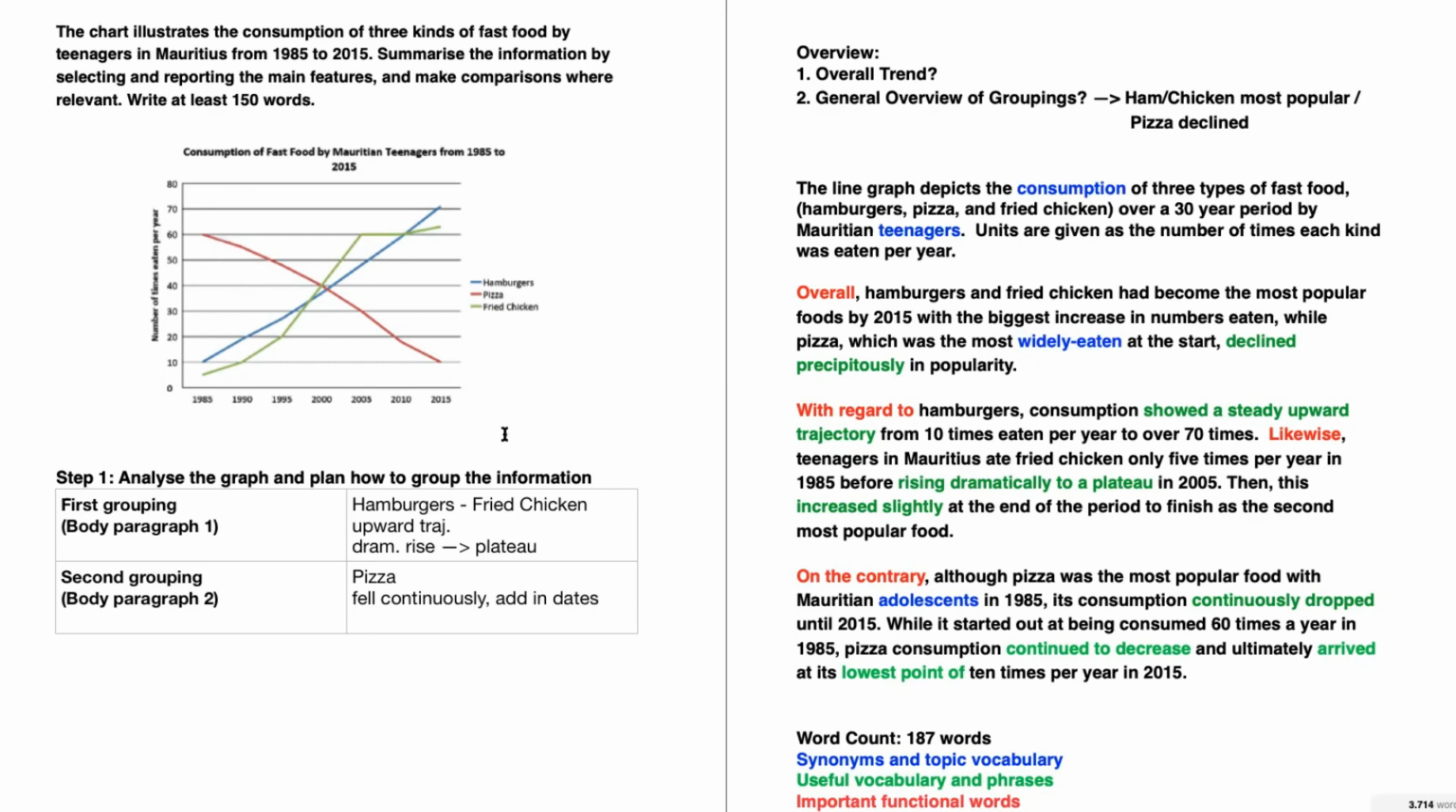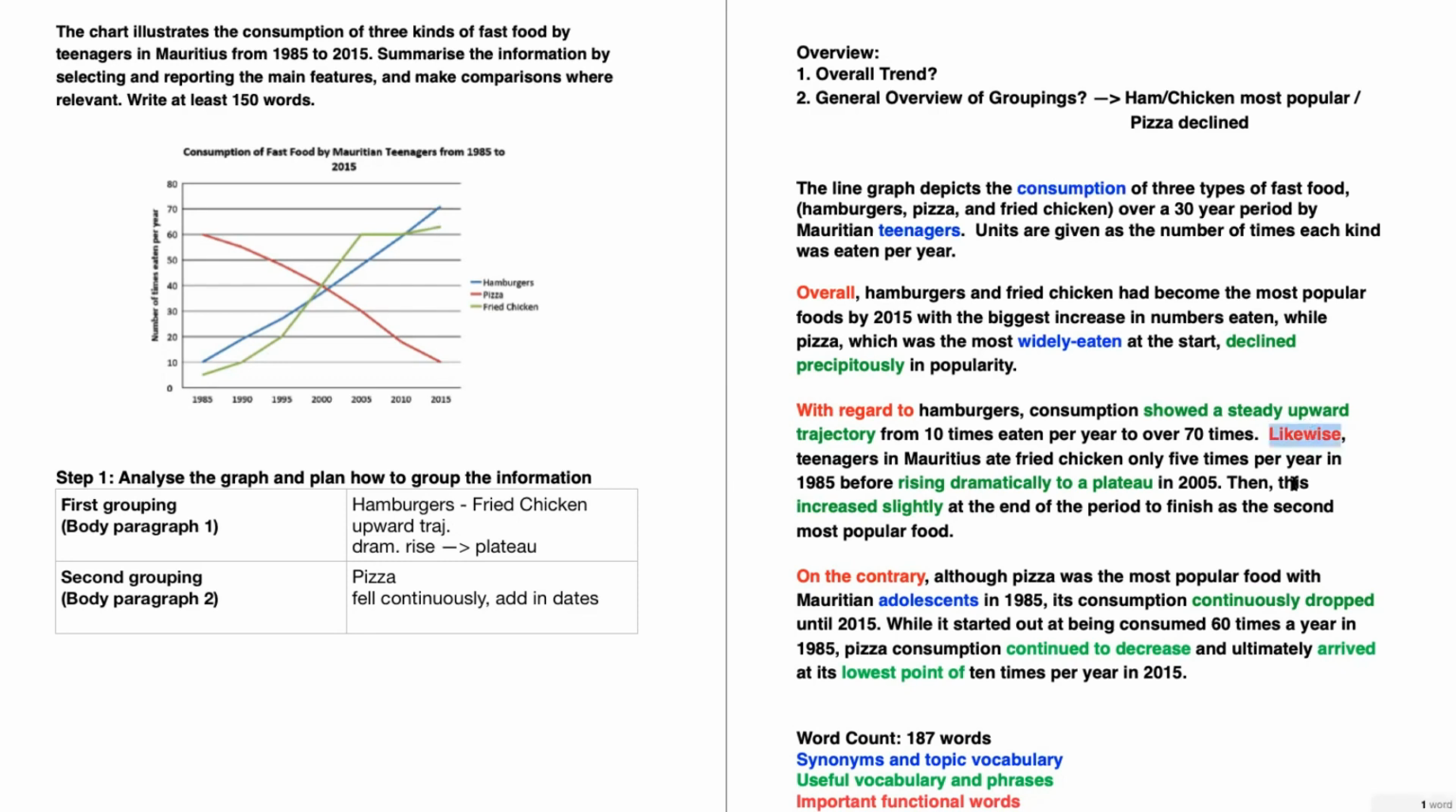It was quite drastic. Now, our body paragraph 1 is all about hamburgers and fried chicken. And it says, with regard to hamburgers, consumption showed a steady upward trajectory from 10 times eaten per year to over 70 times. And again, if we look at hamburgers, our blue line, it is exactly that. So it started at 10 and it went right above 70.